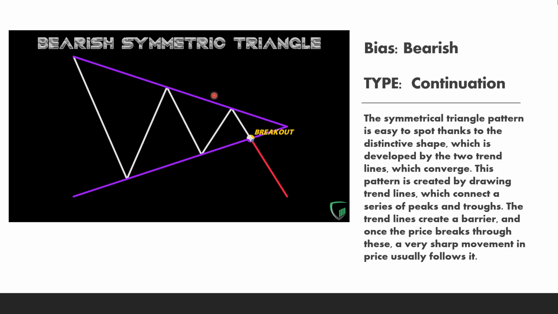This is a symmetrical triangle pattern that is easy to spot thanks to its distinctive shape, which is developed by two trend lines. Notice how there's no supports or resistances. It's a trend line sloping down and another trend line sloping up. This pattern is, of course, just drawn by those trend lines with their peaks. And then basically, once it breaks the trend line, it's just going to have a breakout going significantly down.